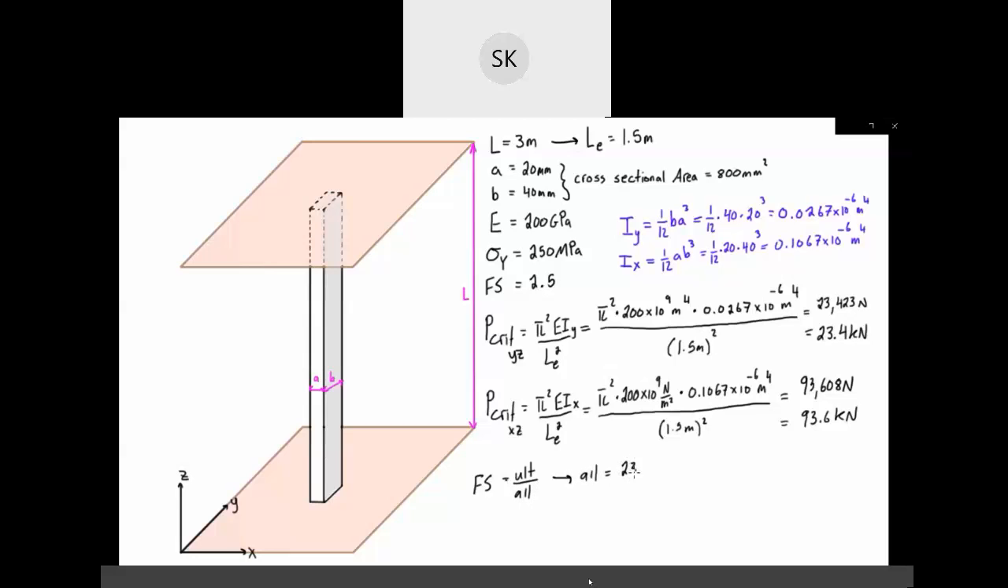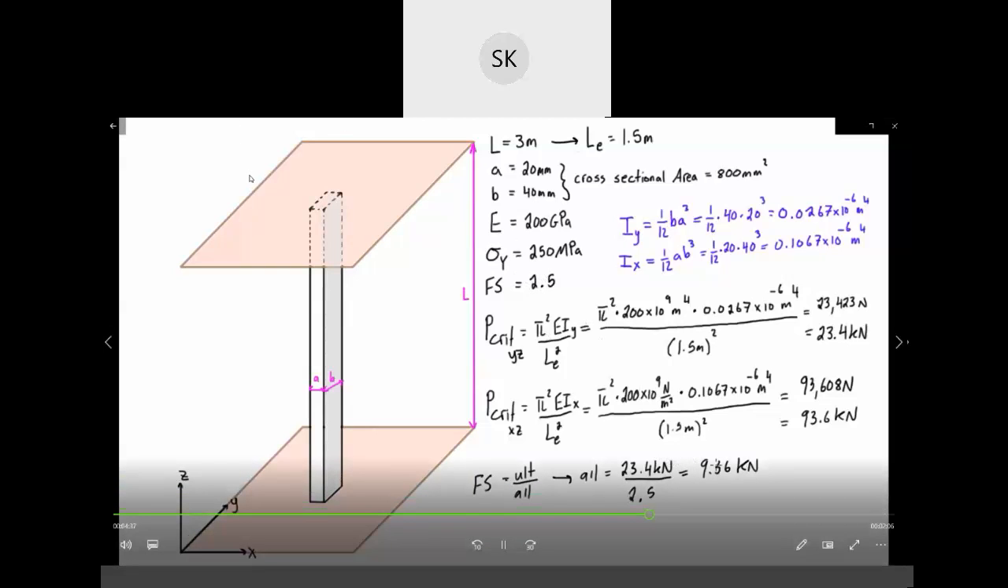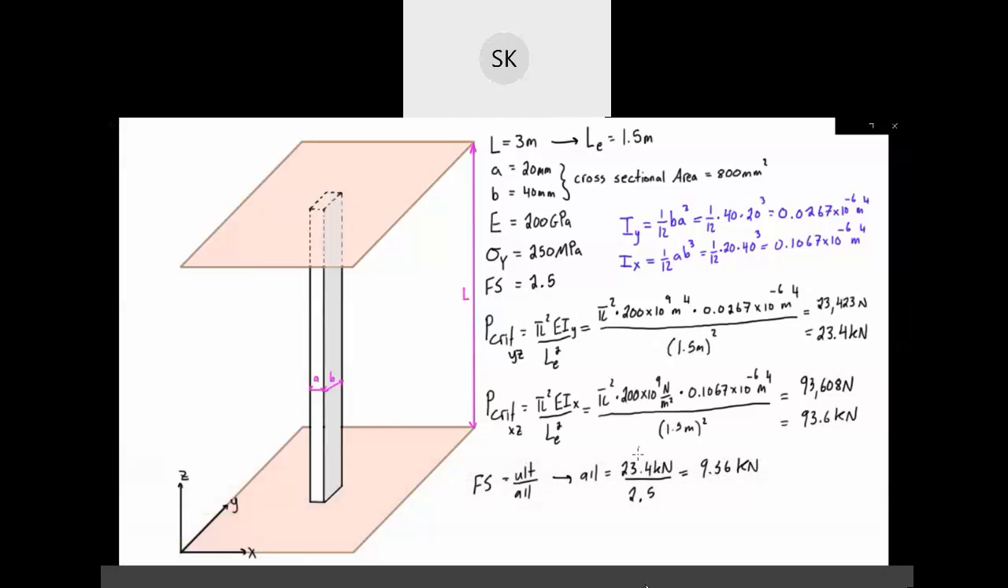So our allowable load is going to be equal to 23.4 kilonewtons over a factor of safety, which is 2.5. That works out to be 9.36 kilonewtons. So with a factor of safety of 2.5, we can safely support this compressive load of 9.36 kilonewtons.